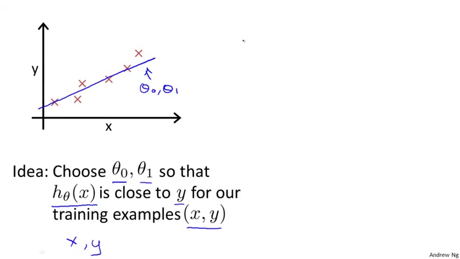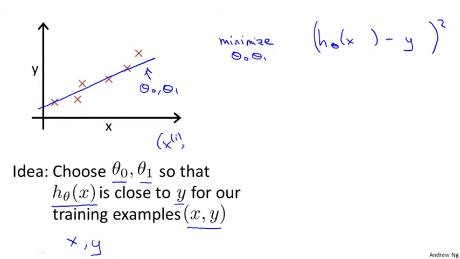Let's formalize this. In linear regression, I'm going to want to solve a minimization problem. So I'm going to write minimize over theta 0, theta 1, and I want this to be small. I want the difference between h of x and y to be small. And one thing I might do is try to minimize the squared difference between the output of my hypothesis and the actual price of a house.